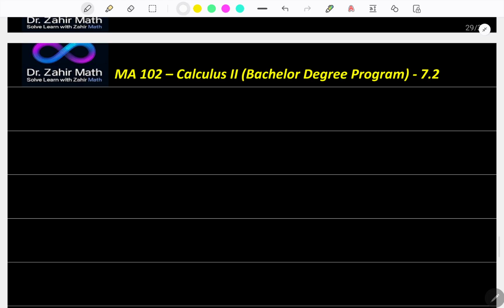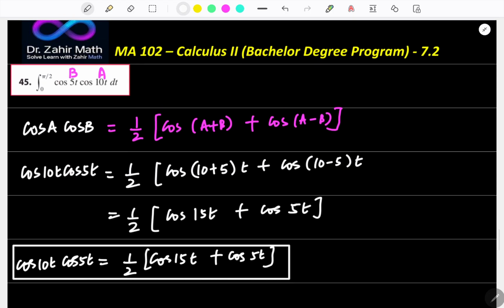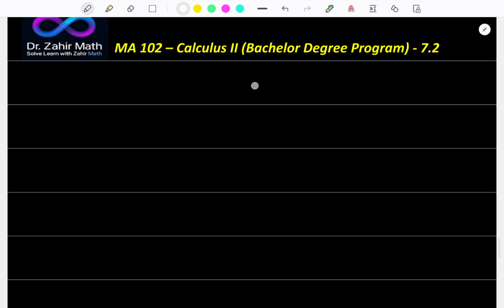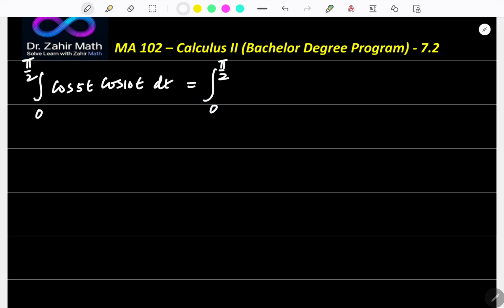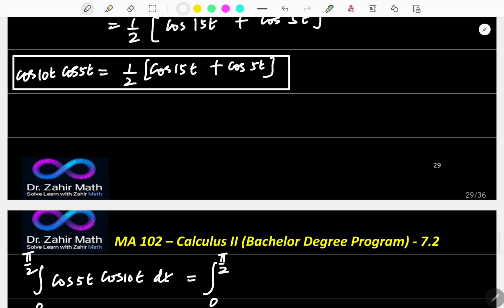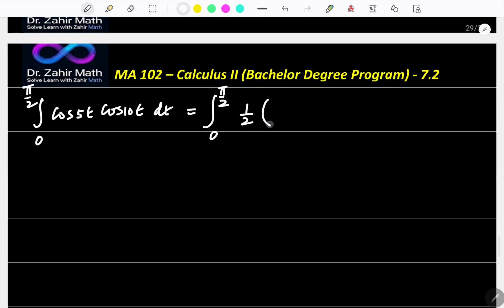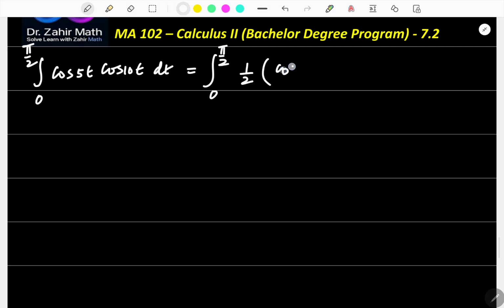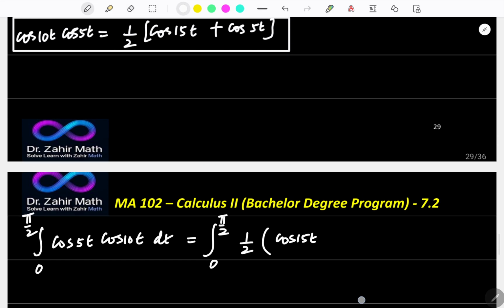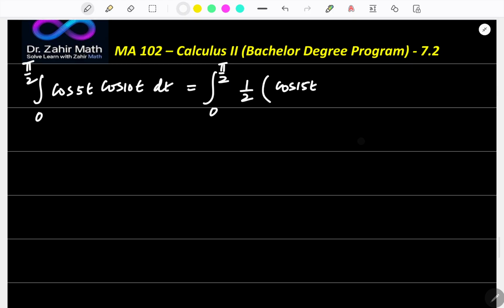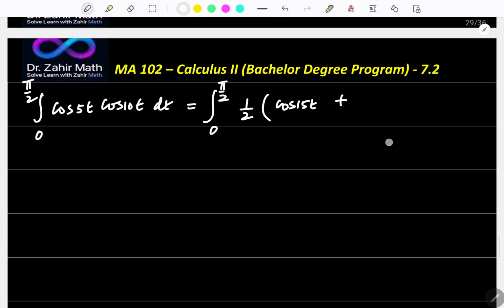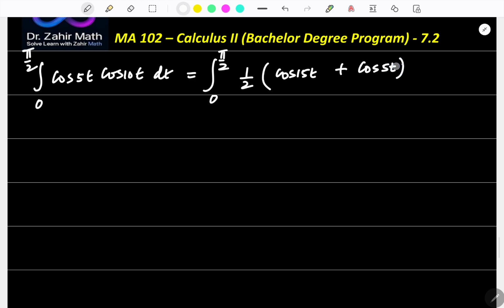Now we are going for integration. So what is the question? There is a limit. Keep in your mind, the limit is there, so you need to do the limit substitution. So now the integral of cos 5t and cos 10t dt, limits 0 to pi by 2, which is equal to the integral from 0 to pi by 2 of cos 5t cos 10t, which I converted to half times bracket open cos 15t plus cos 5t, into dt.